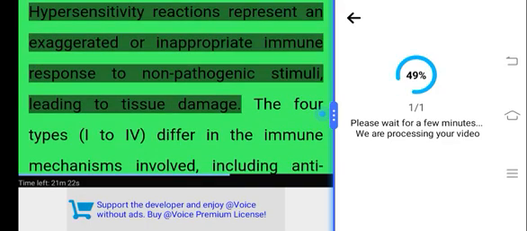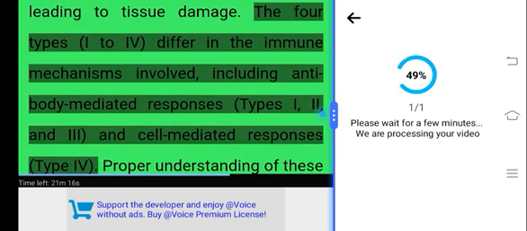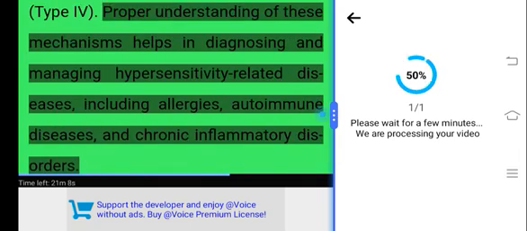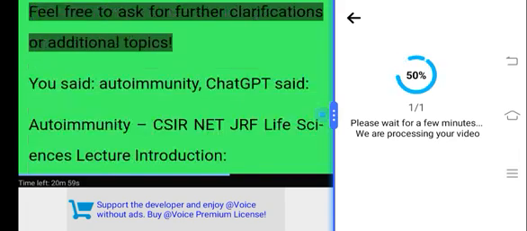Conclusion. Hypersensitivity reactions represent an exaggerated or inappropriate immune response to non-pathogenic stimuli, leading to tissue damage. The 4 types, I to IV, differ in the immune mechanisms involved, including antibody-mediated responses (types I, 2, and 3) and cell-mediated responses (type 4). Proper understanding of these mechanisms helps in diagnosing and managing hypersensitivity-related diseases, including allergies, autoimmune diseases, and chronic inflammatory disorders. Feel free to ask for further clarifications or additional topics.